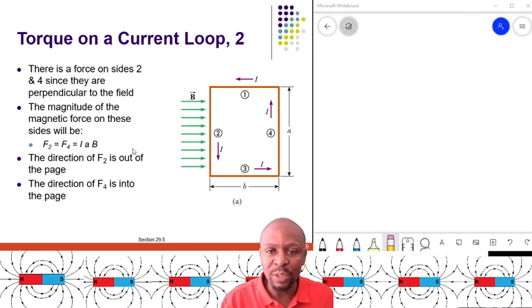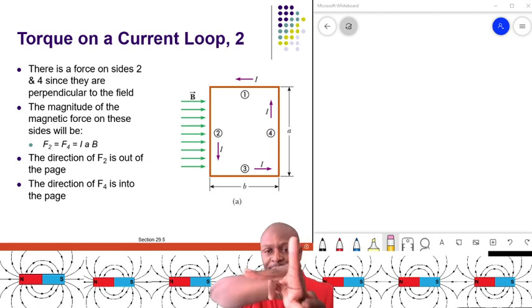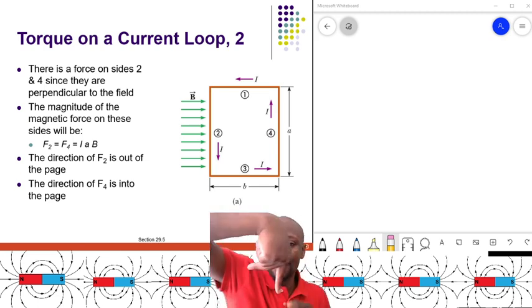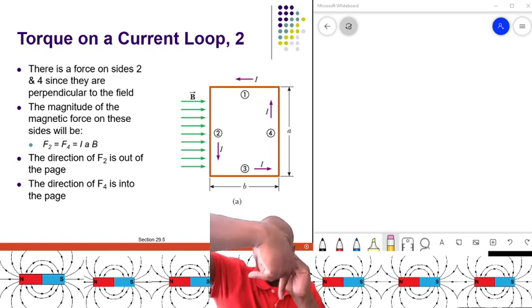Why AB? Because we know what is A. A is just that length, that L. And the sine of 90 degrees is just 1. But what is very important is the direction of the force. The direction of the force is out of the page for the F2 because the current is going down. You see, you've got the magnetic field. The current is going down. The magnetic field is in that direction. The current is going down. Therefore, it's out of the page.